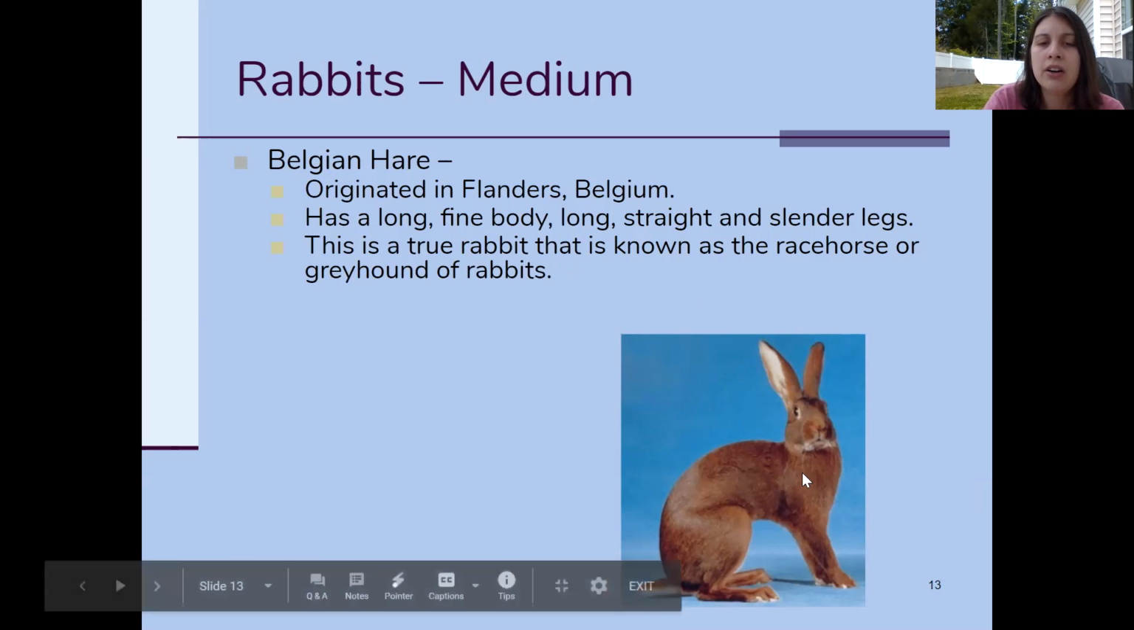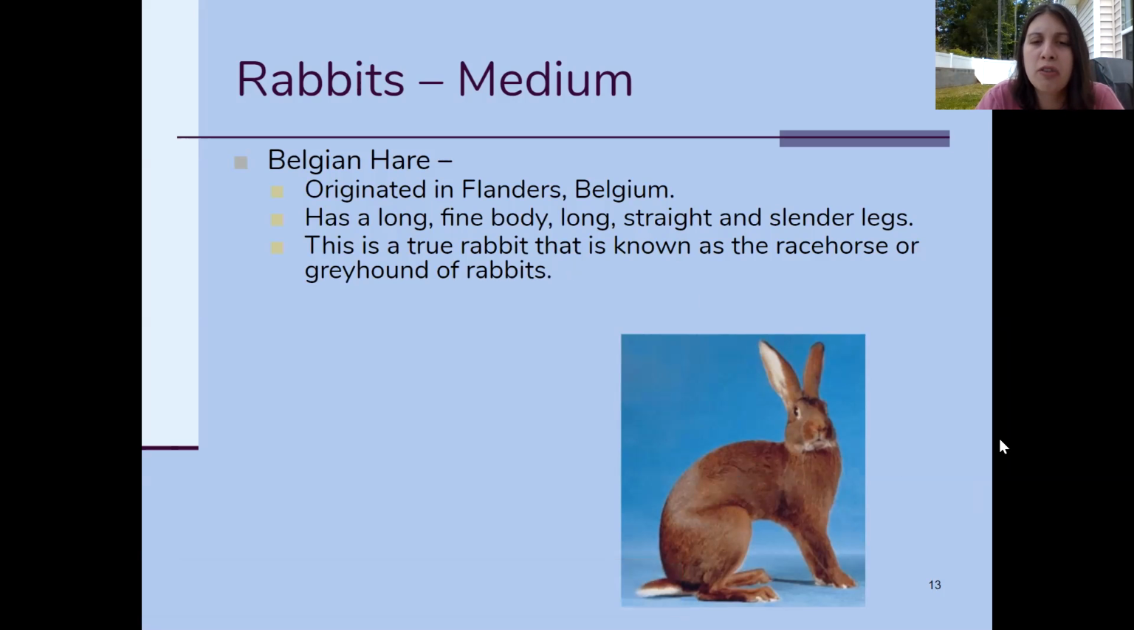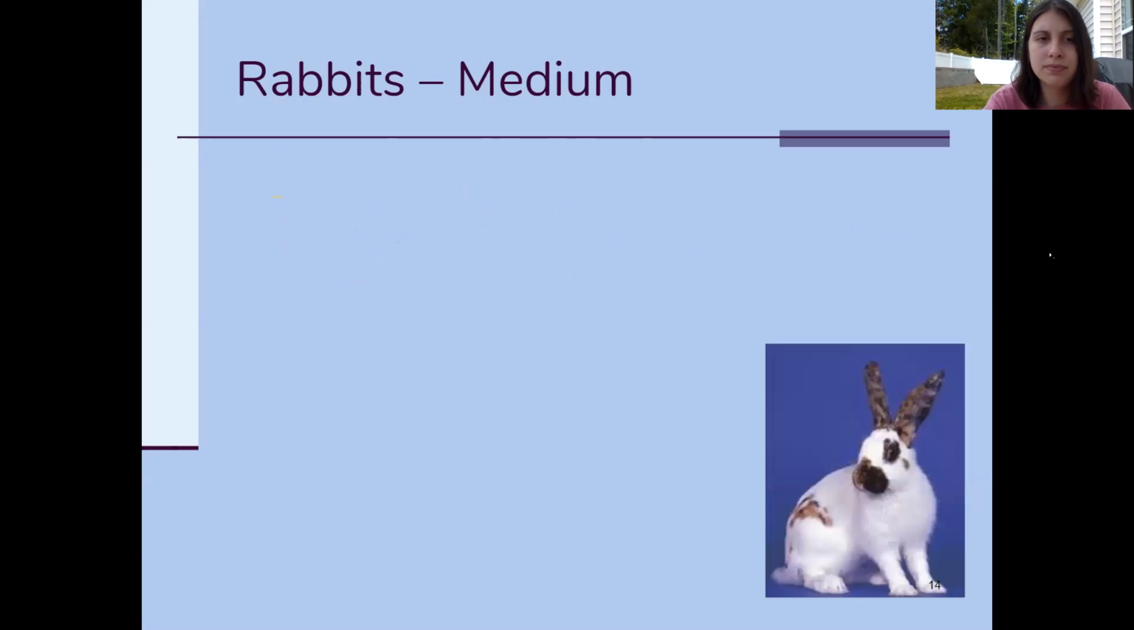The Belgian hare, they're skinny, they are pretty well muscled, and they're basically just known for being very fast. So a hare is a fast rabbit. The Belgian hare is a very fast rabbit that originated in Belgium.